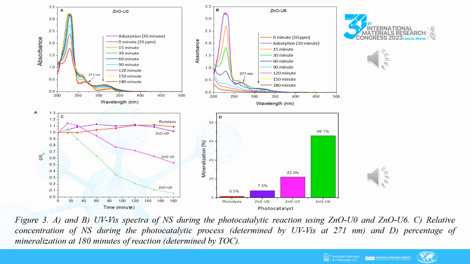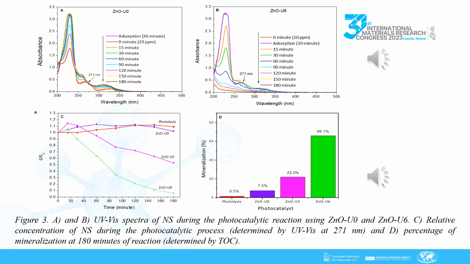Figures 3A and 3B present the ultraviolet visible spectra of the naproxen sodium solution during the photocatalytic process using the zinc oxide urea 0 and zinc oxide urea 6 materials, respectively. Both materials present a decrease in the bands at 100 and 271 nanometers, indicating that the naproxen sodium present in the solutions decreases its concentration, being more notable in the material synthesized with urea.